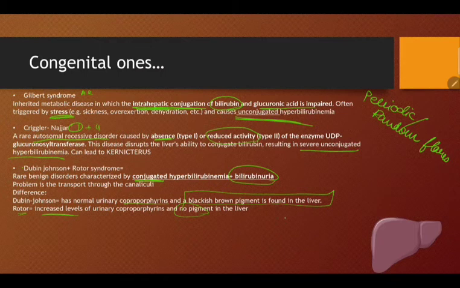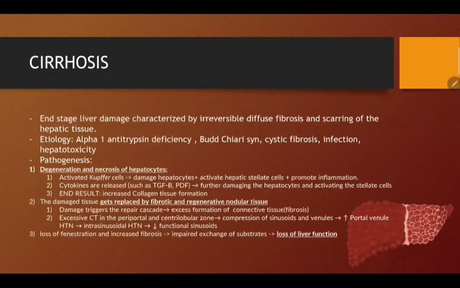So that is all about the congenital syndromes. Gilbert, Crigler-Najjar, problem with conjugation, so unconjugated hyperbilirubinemia. Dubin-Johnson, Rotor, problem with transportation through the canaliculi, so conjugated hyperbilirubinemia, or the one that you find in the urine, bilirubinuria.